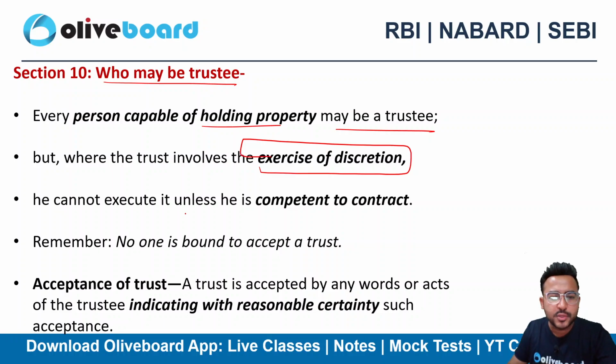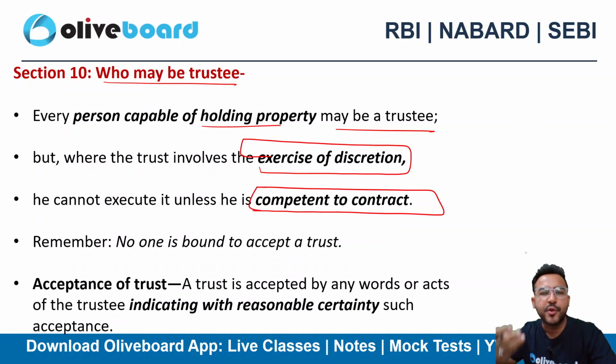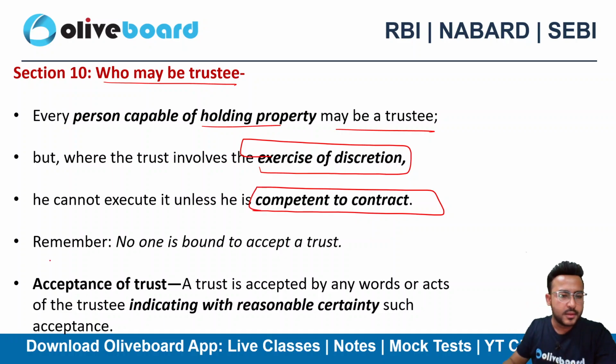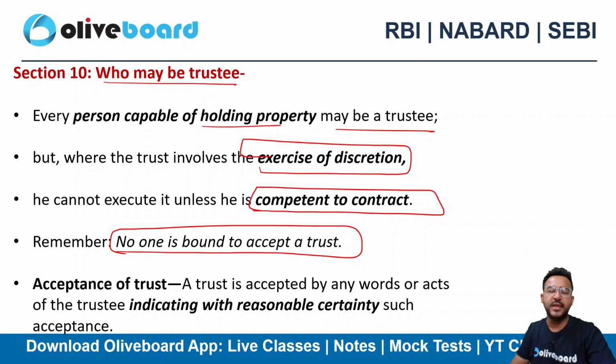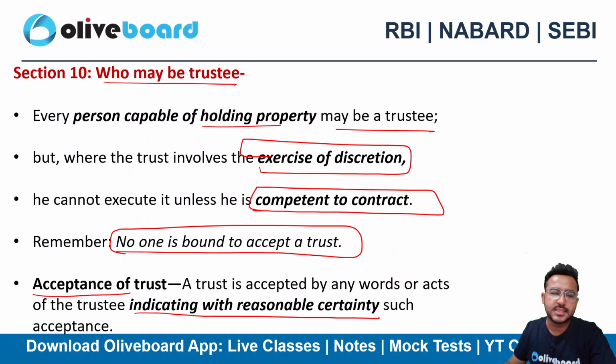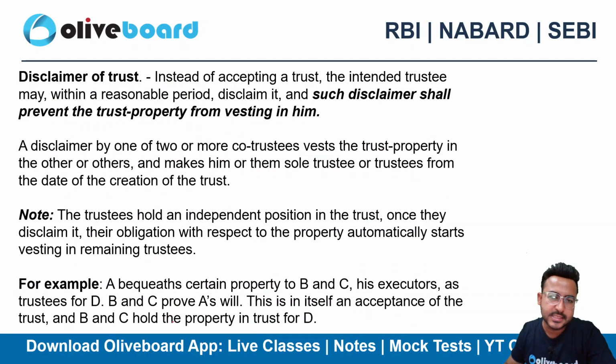He cannot execute it unless he is competent to contract, so he must be at least eligible for contract, right? No one is bound to accept a trust. Let's suppose nobody can forcefully make me a trustee, right? That's only as per my will, right? That's obvious. Acceptance of the trust is by any word or act of the trustee indicating acceptance with reasonable certainty. Disclaimer of trust.